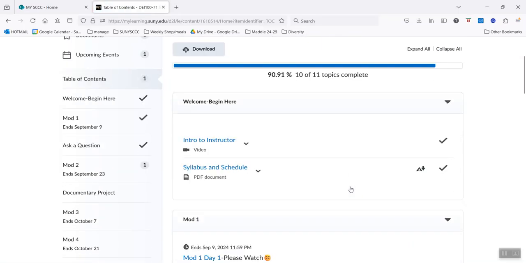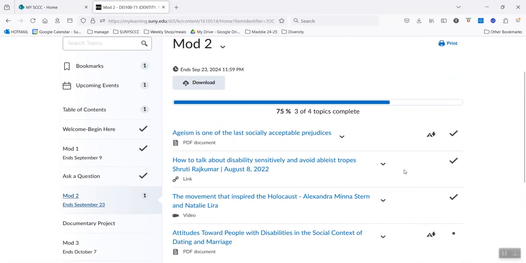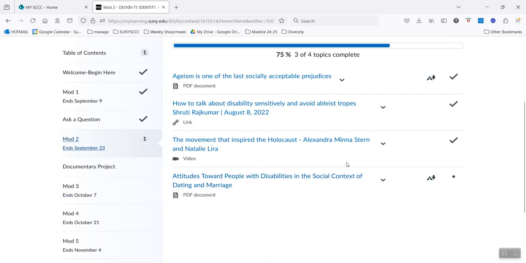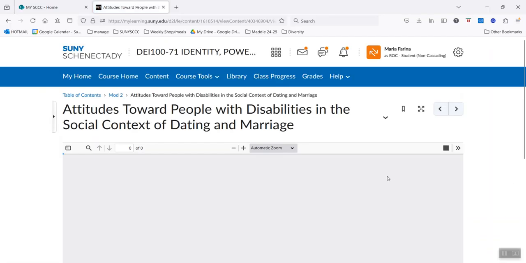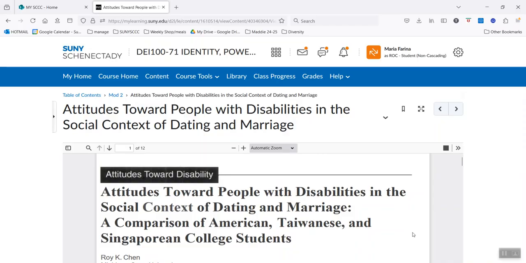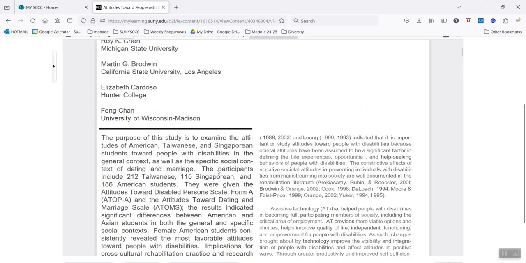And if you're done with that and you would like to move on to Mod 2, there's quite a bit of reading here. This is a link from a psychology site, a reading, and another link talking about disability and ableism, and then a video. And this is an academic paper about attitudes that psychologists have studied, the attitudes that people have towards individuals with disabilities. So these articles are a little bit tricky to read.